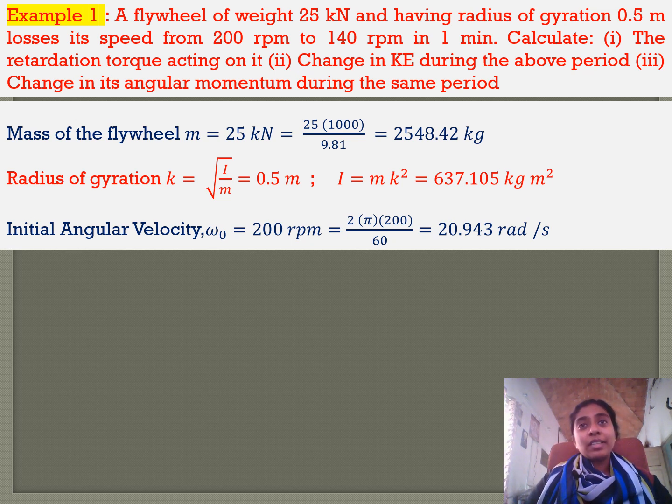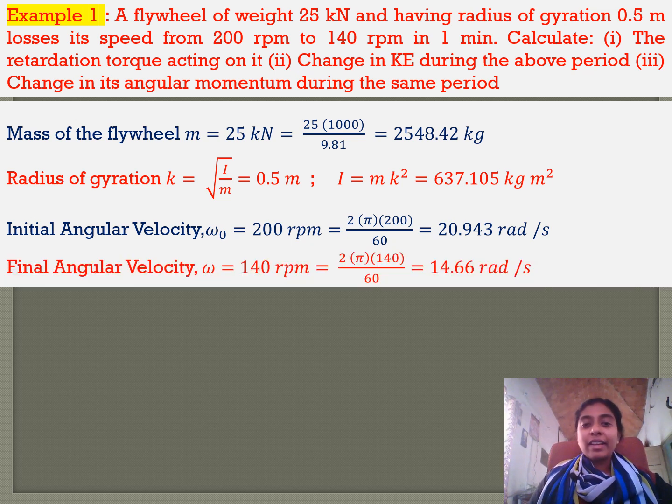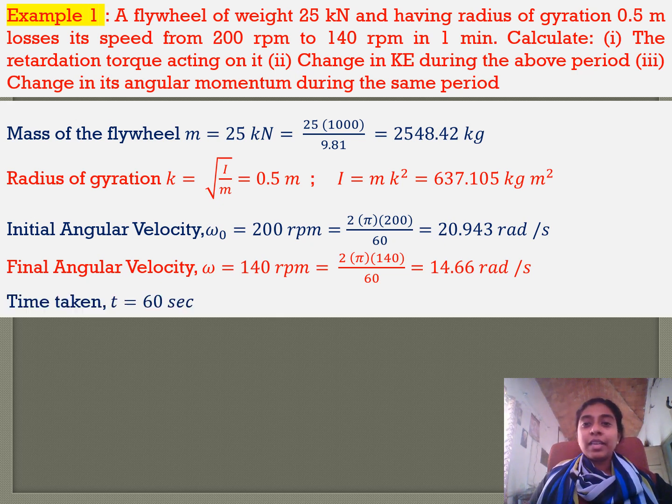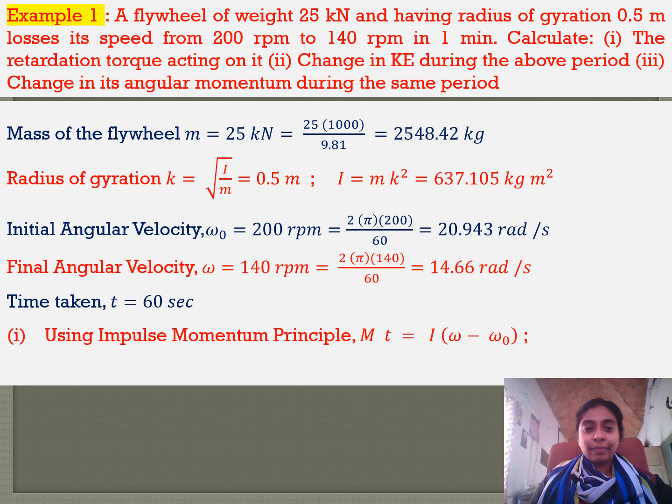Now initial angular velocity is given as 200 revolutions per minute. So we convert it into radians per second. We have to multiply it by 2 pi and divide it by 60. So we get 20.943 radians per second. Similarly, the final angular velocity is 14.66 radians per second. The time taken is given as 1 minute, so that is equal to 60 seconds.